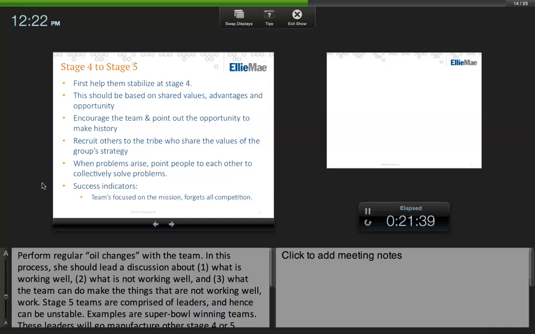That's a critical aspect of this, because we don't want lone warriors going in and solving everything, a white knight coming in to save the day, or whatever. We don't want that. We want the teams working together to solve something. So when that happens, the success indicator that the team has hit stage 5 is teams so focused on the mission that we forget about the competition. We're so focused on execution, on excellence, that we don't even know what else is going on outside of the team.